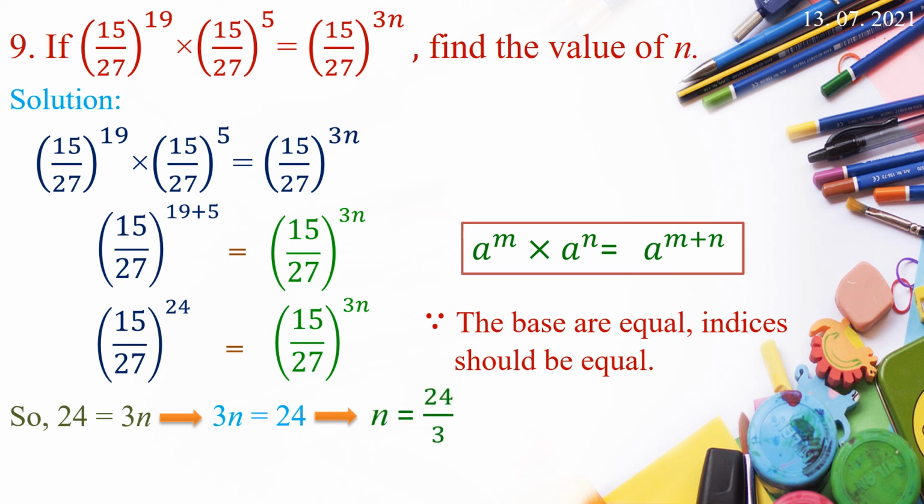So n is equal to 24 divided by 3. 24 can be divided by 3. On dividing we get 8. Therefore n is equal to 8. 8 is the solution. n is equal to 8 is the solution for this sum. The value of n is equal to 8.